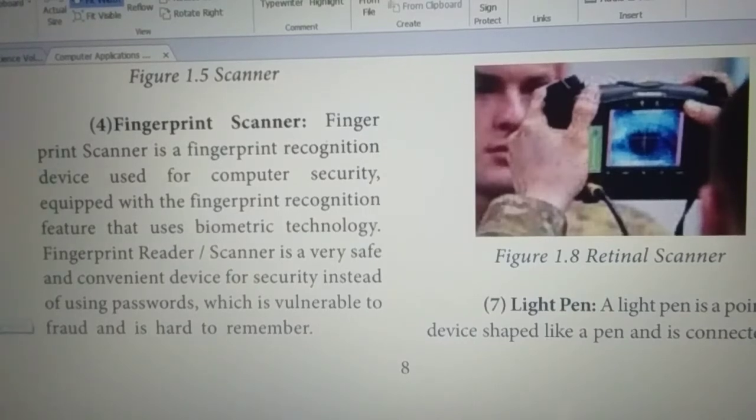Using the fingerprint scanner, other parties are not included, so there are no cheaters and no cheating methods. That's why this is a safety measure. The fingerprint reader scanner is a very safe and convenient device for security, unlike passwords, which are vulnerable to fraud and hard to remember. This is a very important line.